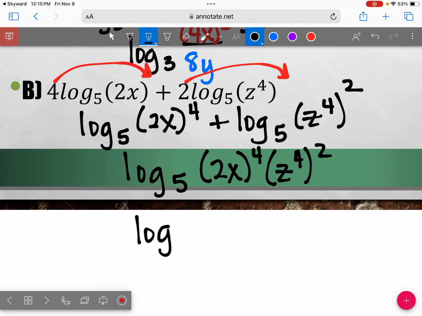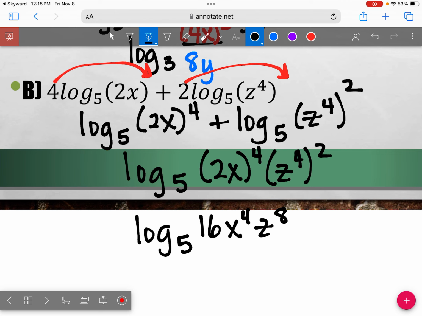I will give full credit, but you should also know that this can also be written as 2 to the power of 4, which is 16, x to the 4th, z to the 8th. So you can simplify those powers. Both would be accepted, but on the standardized test, college algebra, they may expect for you to go ahead and do that next step and simplify it.